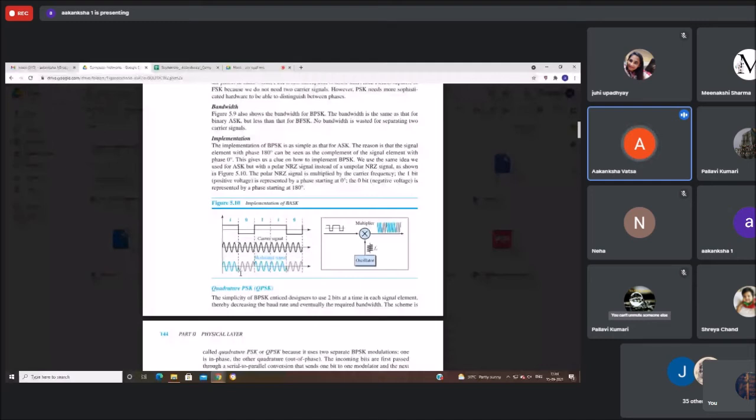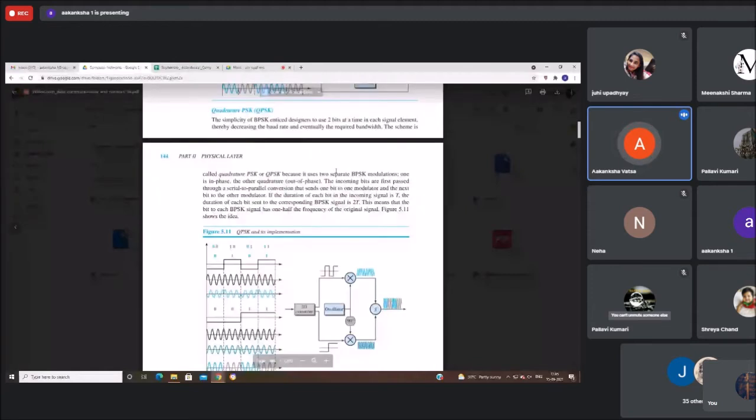Okay, so we can use quadrature PSK. There are two separate BPSK modulations. One is in-phase, and another is quadrature, which is known as out of phase. So incoming bits are first passed through a serial to parallel conversion that sends 1 bit to one modulator and the next bit to another modulator. So we'll be seeing that it is now a 2 to 1 converter.